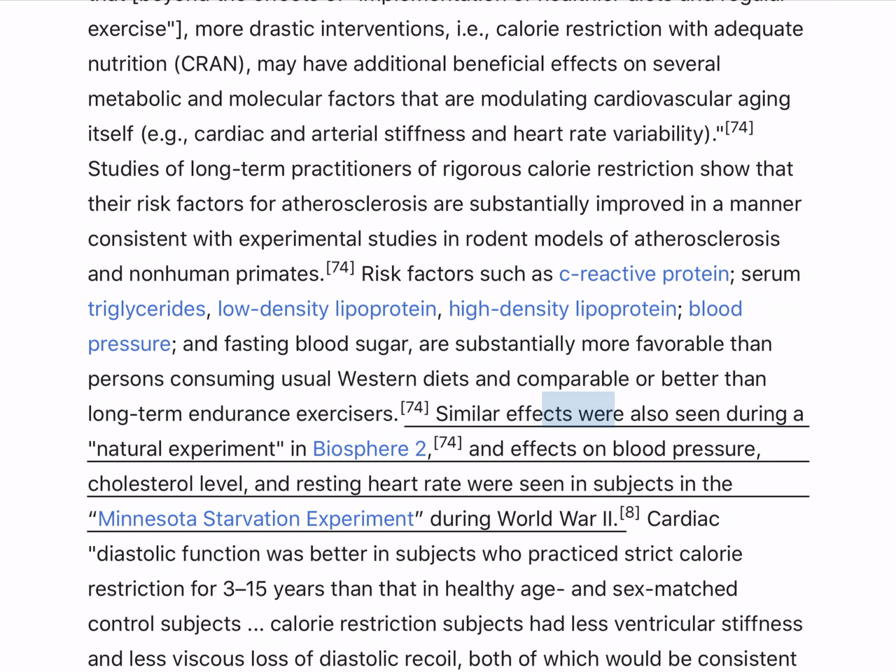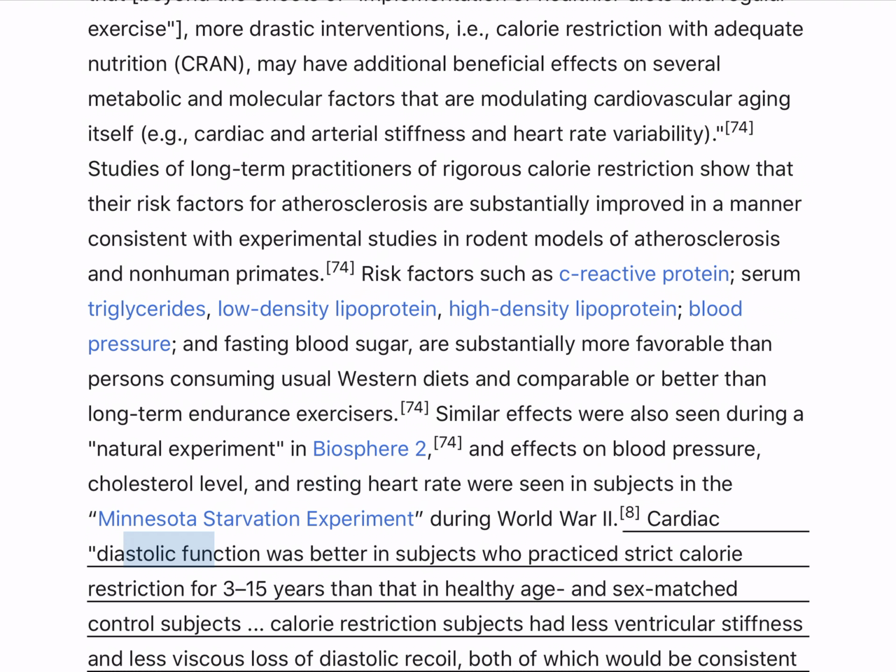Similar effects were also seen during a natural experiment in Biosphere 2. And effects on blood pressure, cholesterol level, and resting heart rate were seen in subjects in the Minnesota starvation experiment during World War II.